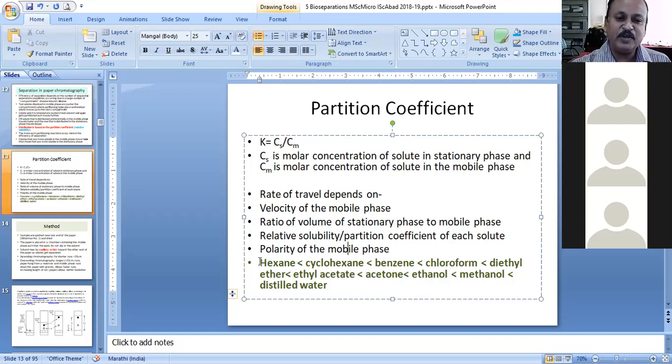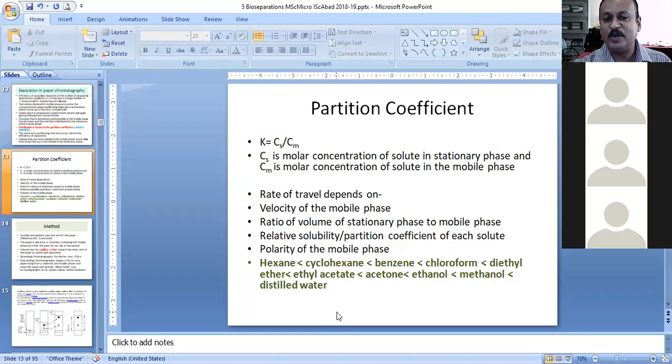right? So here I have given you a series of solvents which are arranged in increasing order of polarity. Hexane, for example, is the least polar solvent, followed by cyclohexane, benzene, chloroform, and so on and so forth. Then we have methanol, which is more polar than any of the others. And then distilled water is the most polar solvent used in chromatography. So water is a highly polar solvent and hexane is the least polar solvent.